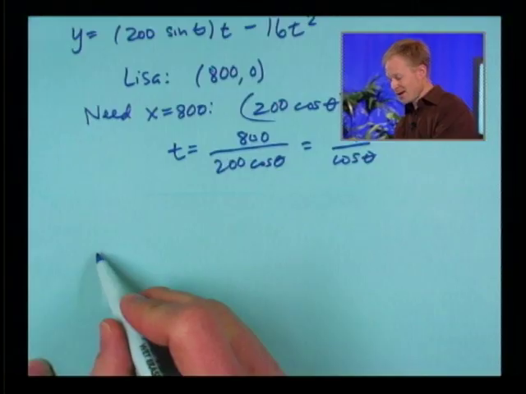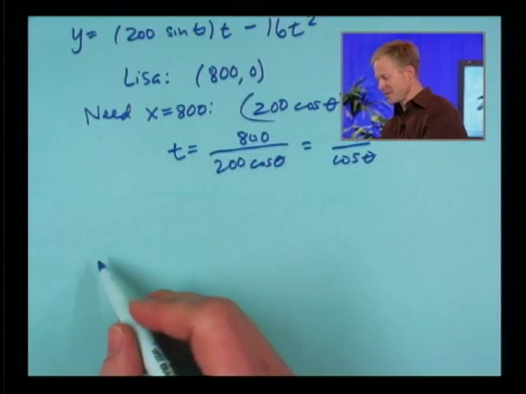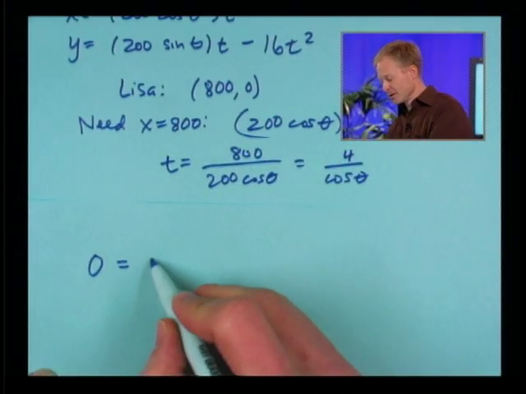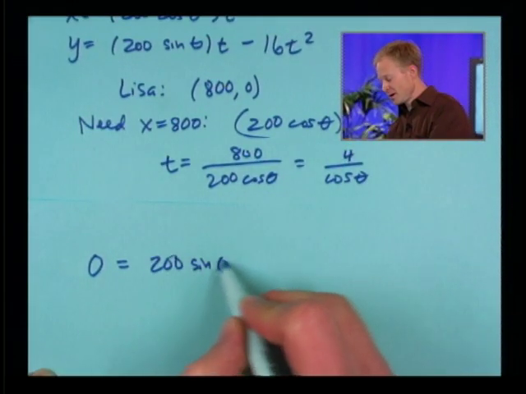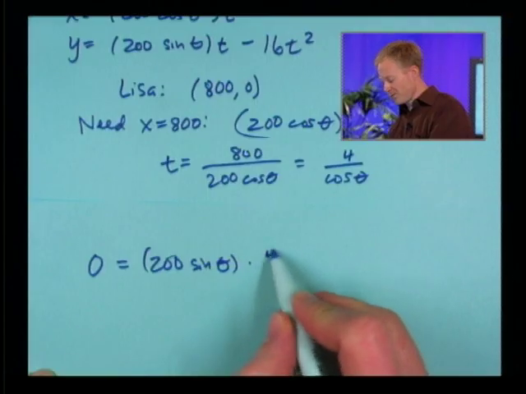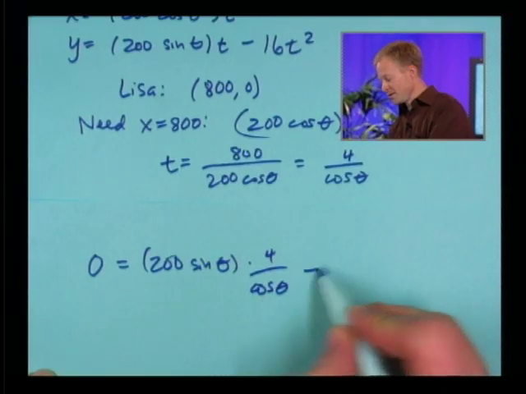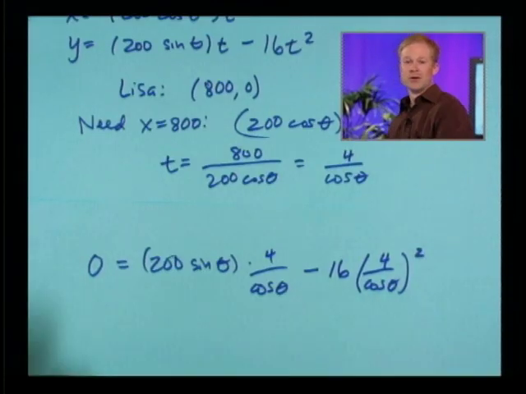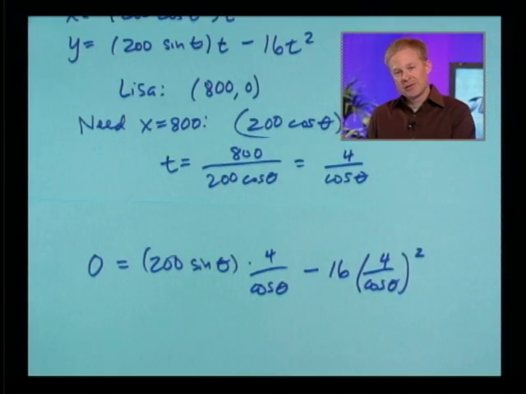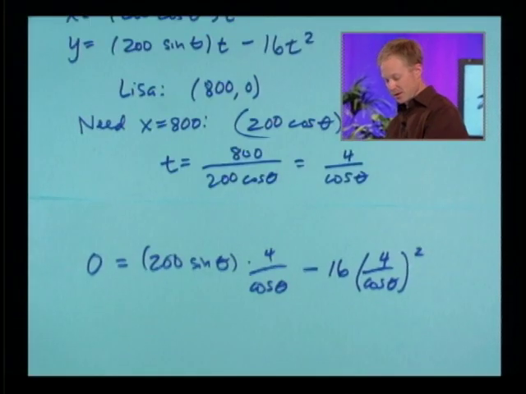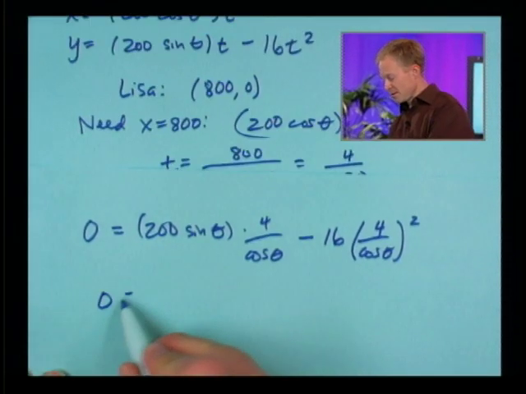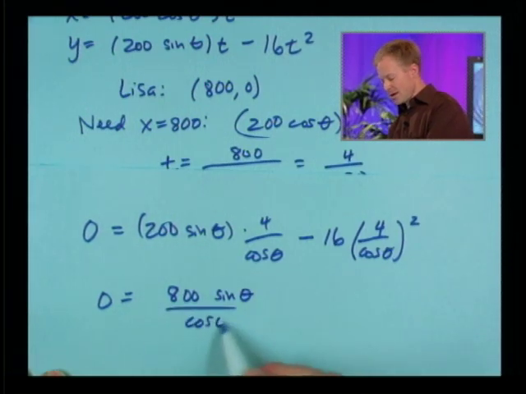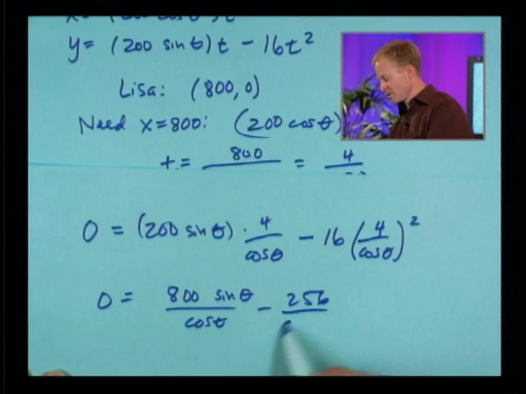So second equation, now the y value. Remember, I want to hit Lisa, so this is going to be 0. So instead of y, I'm going to put 0. You can see the equation right up top. 200 sine theta. Instead of t, I'm going to put the 4 over cosine theta, minus 16, and again, instead of t, 4 over cosine theta. So I'm going to speed through a couple little simplifications for you just so you can see what's going to happen here. For example, this will become 800 sine over cosine. And the next one is minus 256 over cosine squared.